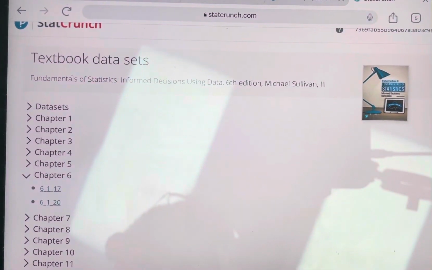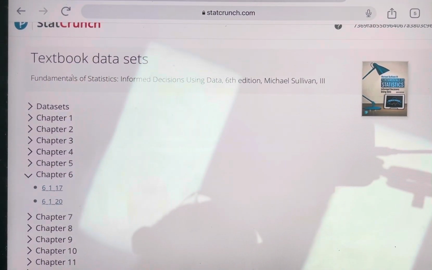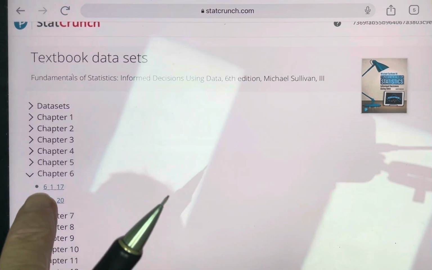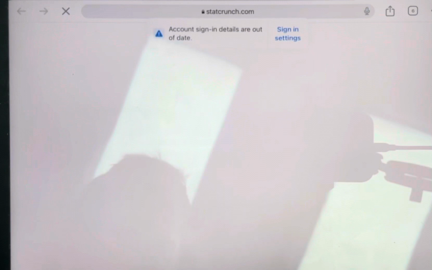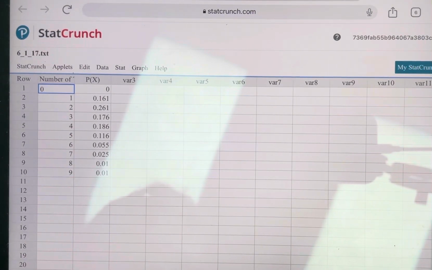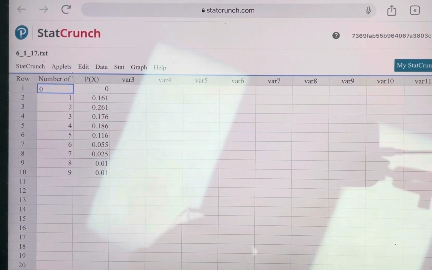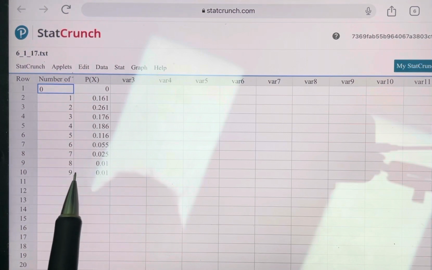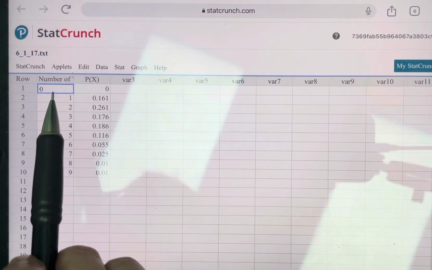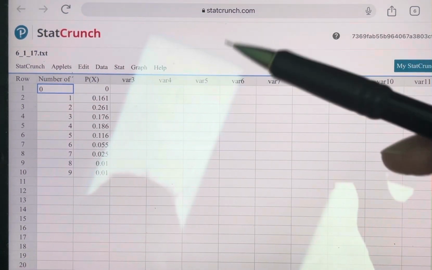Okay, let's get to our software, StatCrunch. And I've got us here. So here's chapter 6, and there's 6.1.17. I'll select that. And here we have what we just saw in the table on the notes. What's the probability that you have 0 TVs, 1 TV, up through 9? And these are the corresponding probabilities.